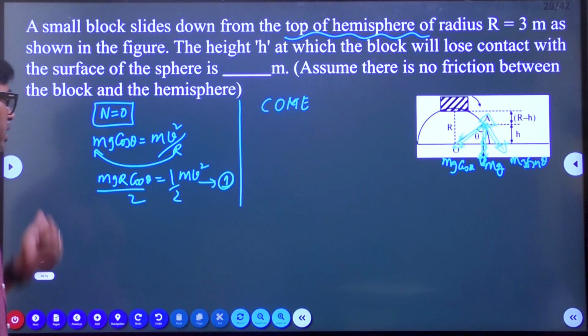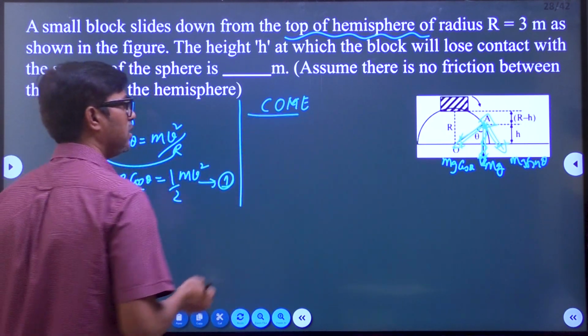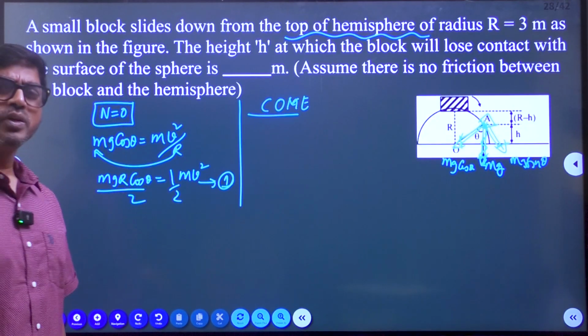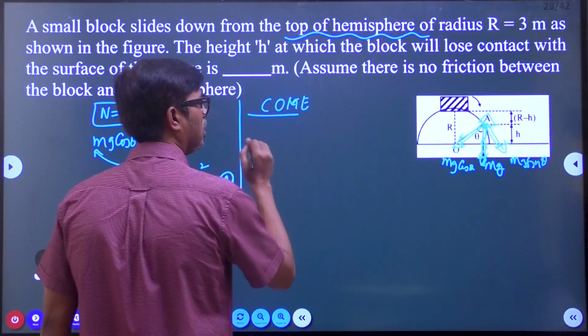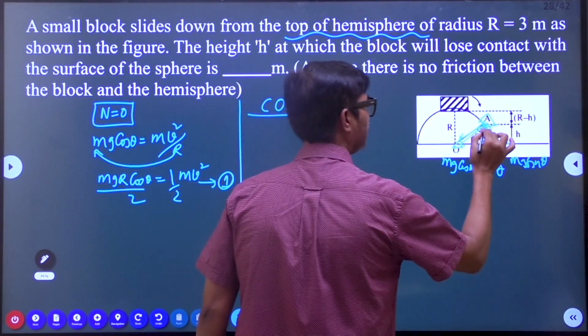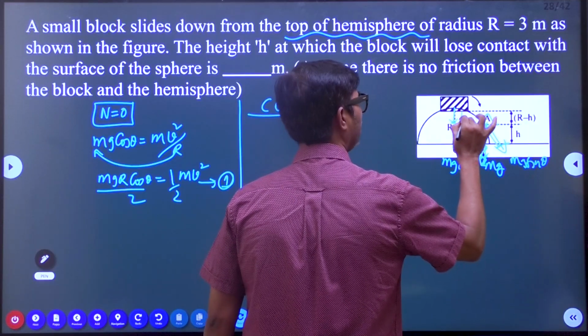V is unknown and theta is unknown. I require one more equation. For that, I go for conservation of mechanical energy. Vertical circular motion, right? Usually conservation of mechanical energy works there. Okay, so let's see loss in gravitational potential energy. If this is theta, this will also be theta. You drop a perpendicular. This is the height fallen.